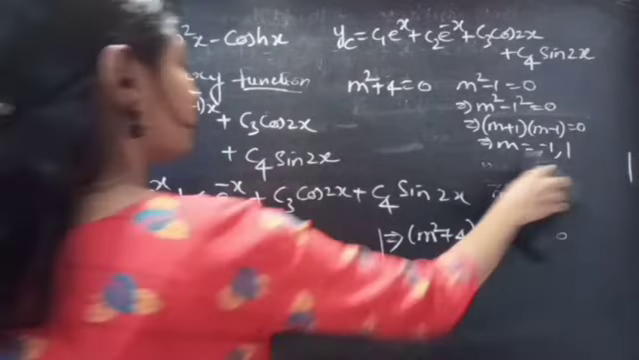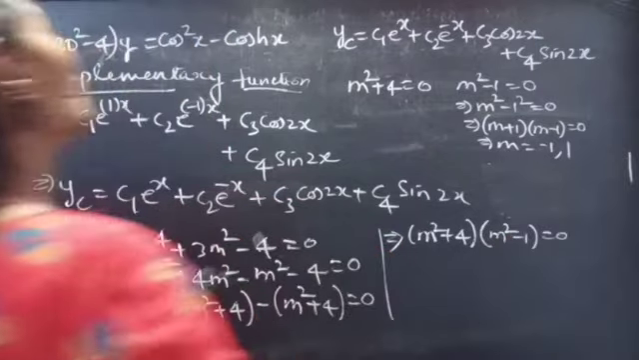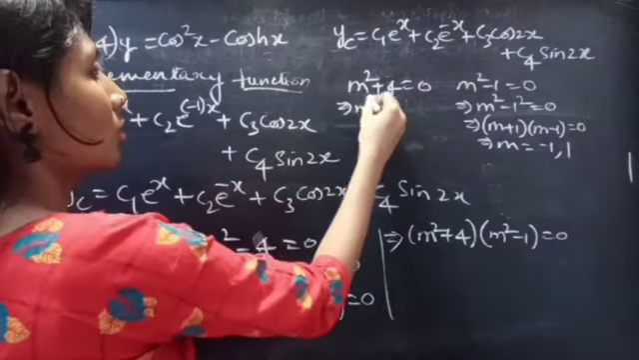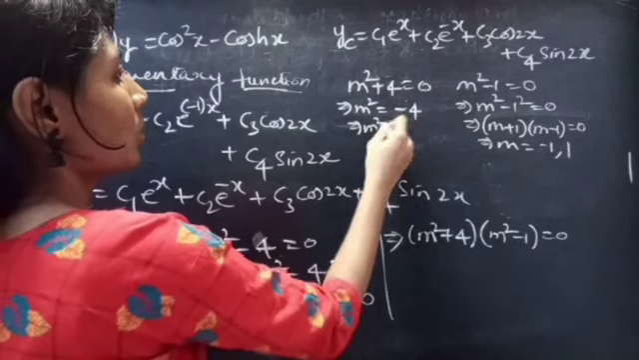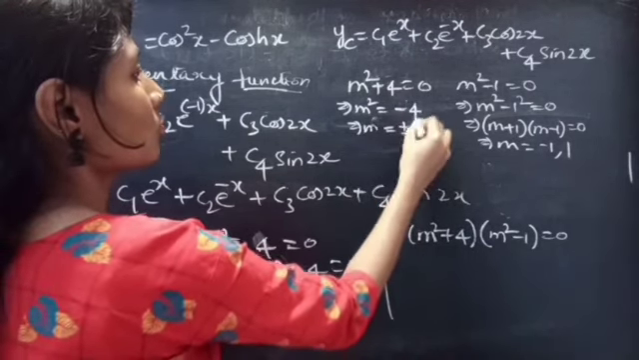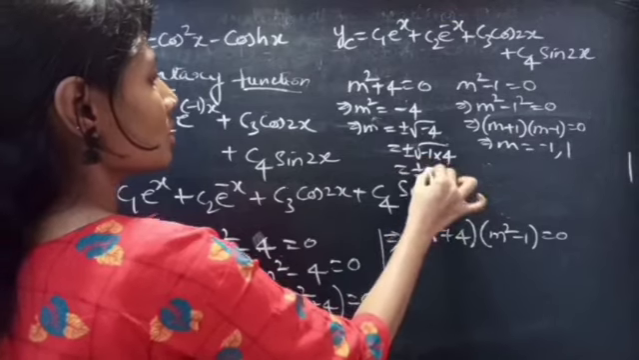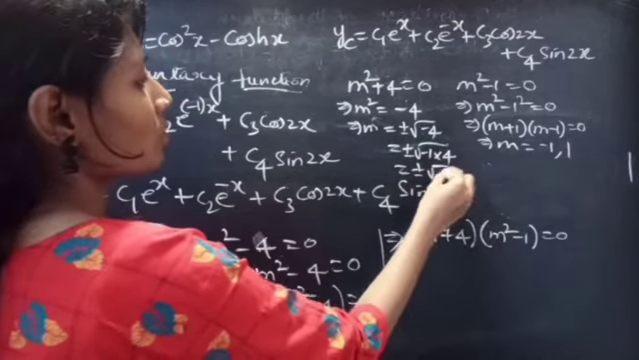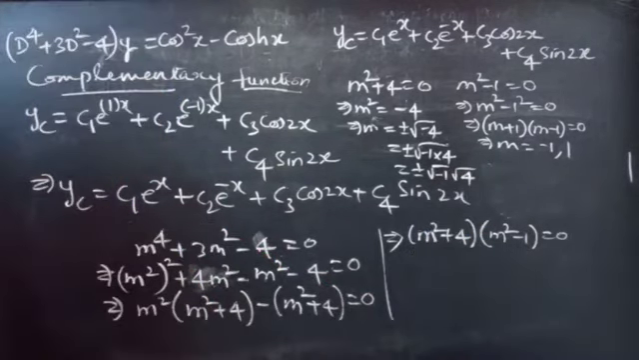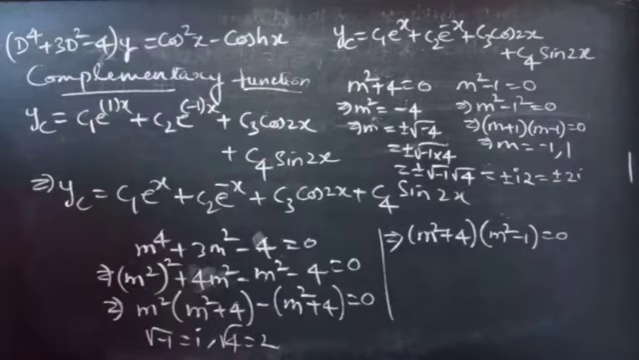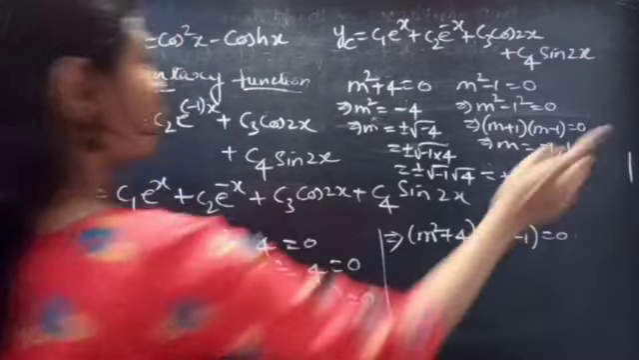Now, we already got roots from m square plus 4 equals to 0. Again, we can do here m square equals to minus 4, m equals to plus or minus square root of minus 4, which is equal to plus or minus square root of, you can write minus 4 as minus 1 into 4, which is equal to plus or minus square root of minus 1 into square root of 4. We know that square root of minus 1 equals to i and square root of 4 is 2. Then we can write this as plus or minus i into 2, or plus or minus 2i. Okay, you'll get the same roots: minus 1, 1, plus or minus 2i.